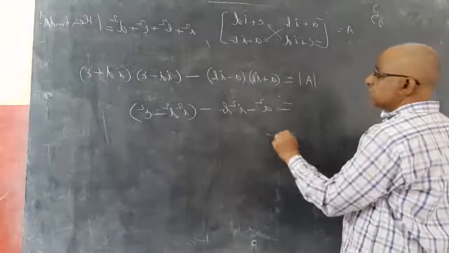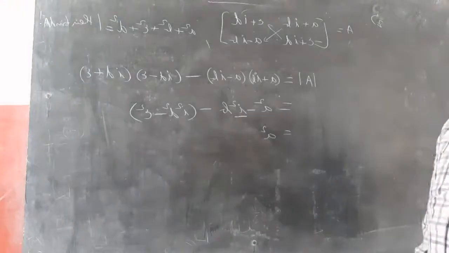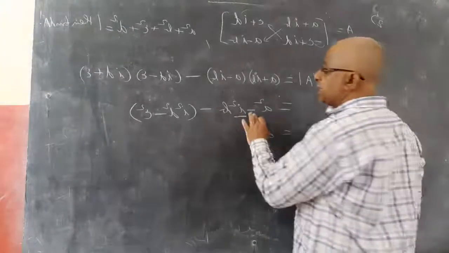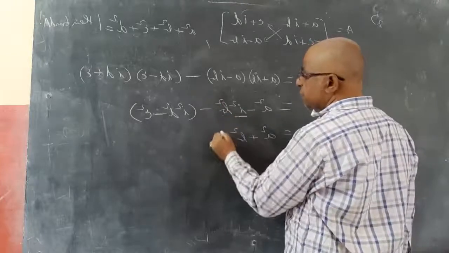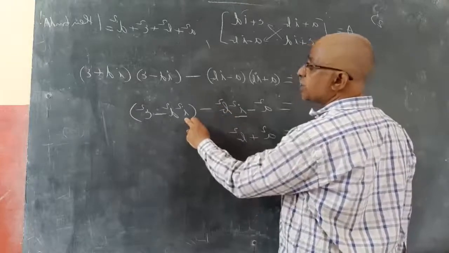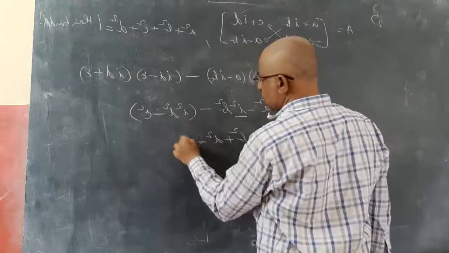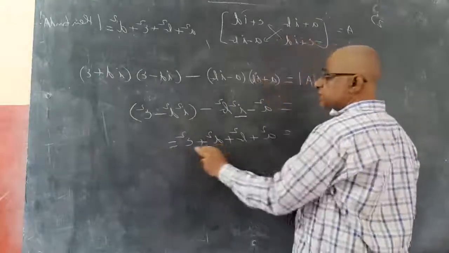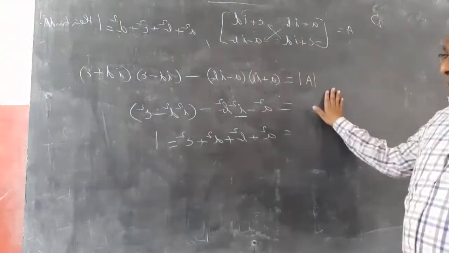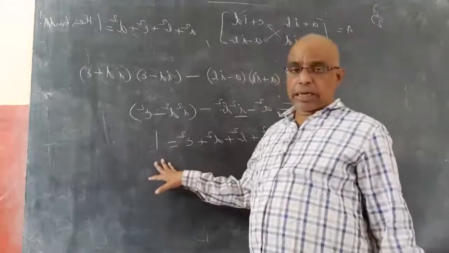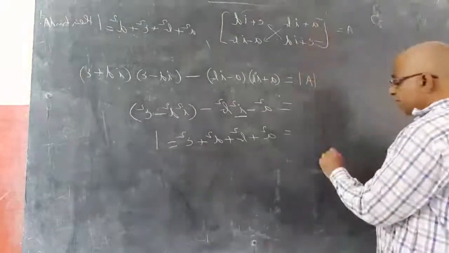Now this is a square. i square is minus 1, I told you. i square is always minus 1, iota. So minus of minus, plus b square. Again i square is minus 1. Minus into minus plus c square. So I got a square plus b square plus c square plus d square. Its value is given as 1. Means I got det A equal to 1. Det A is 1. Now I need A inverse.